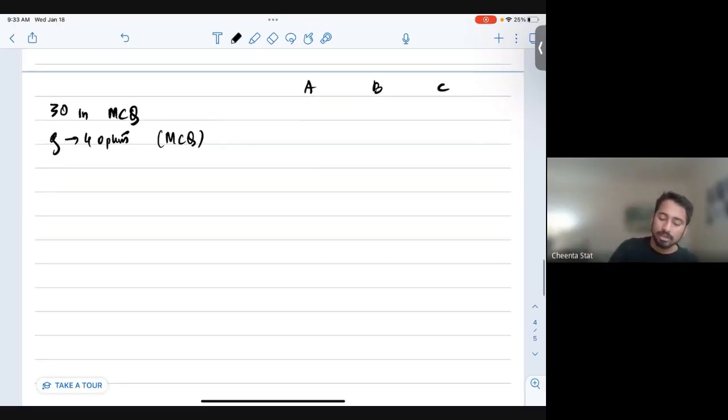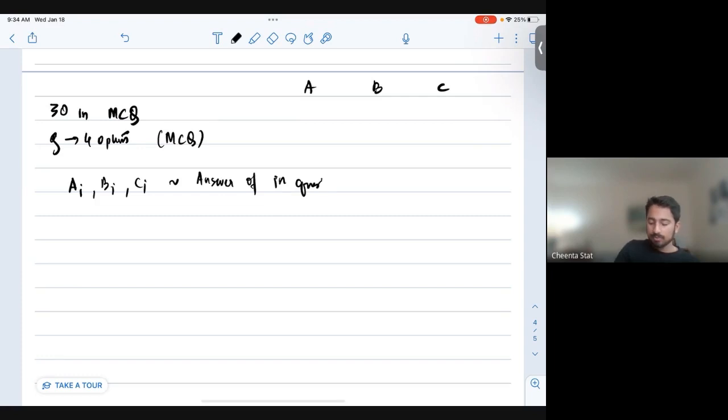Okay, so A answers 30 questions, B answers 30 questions, C answers 30 questions randomly. How do you model this? Therefore, Ai, Bi and Ci are the answers to the ith question by A, B, C respectively. Can someone tell me what Ai, Bi, Ci are?